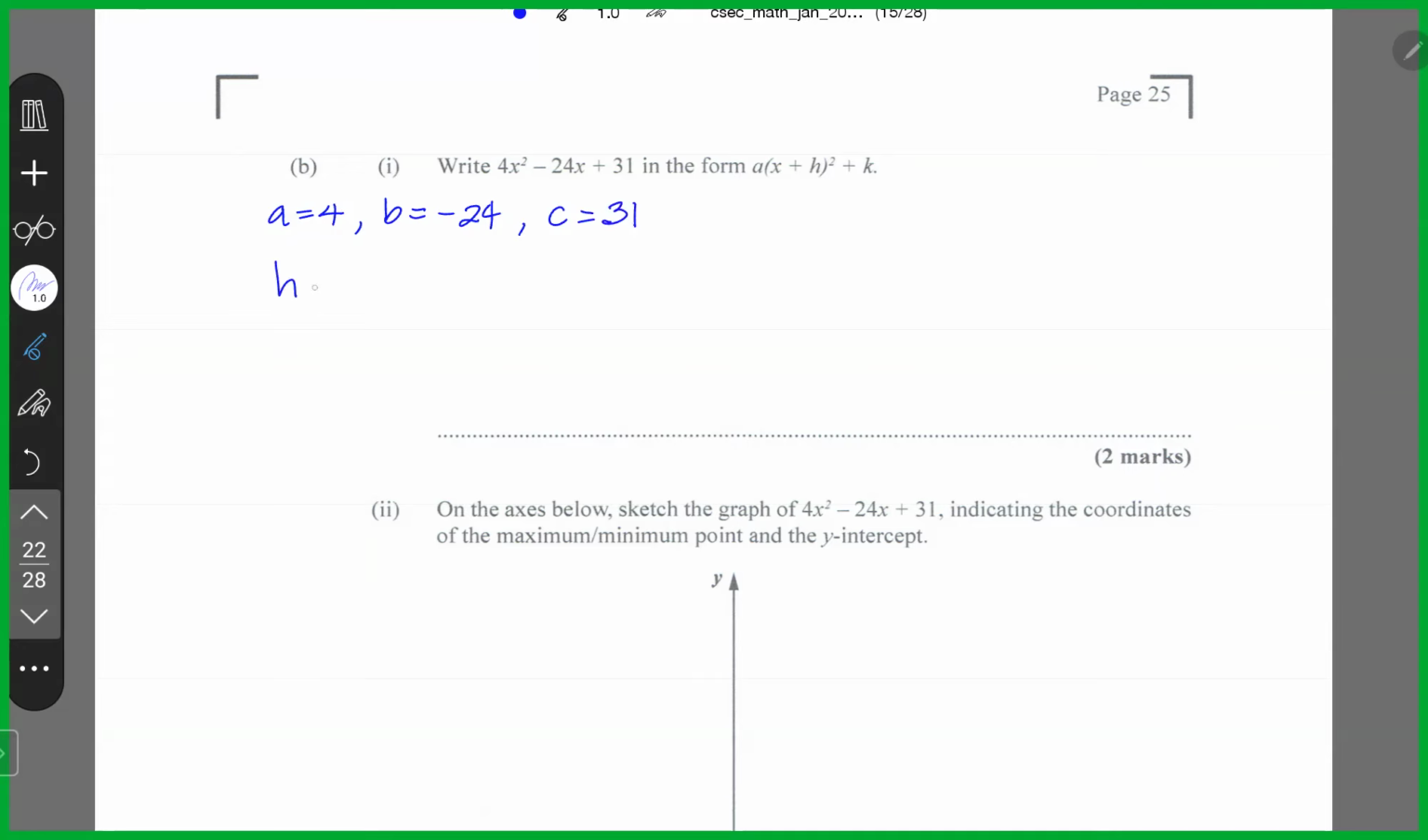H is equal to B over 2A. That's minus 24 over 2 times 4. This is minus 24 over 8. So H is equal to minus 3. Let's get K.